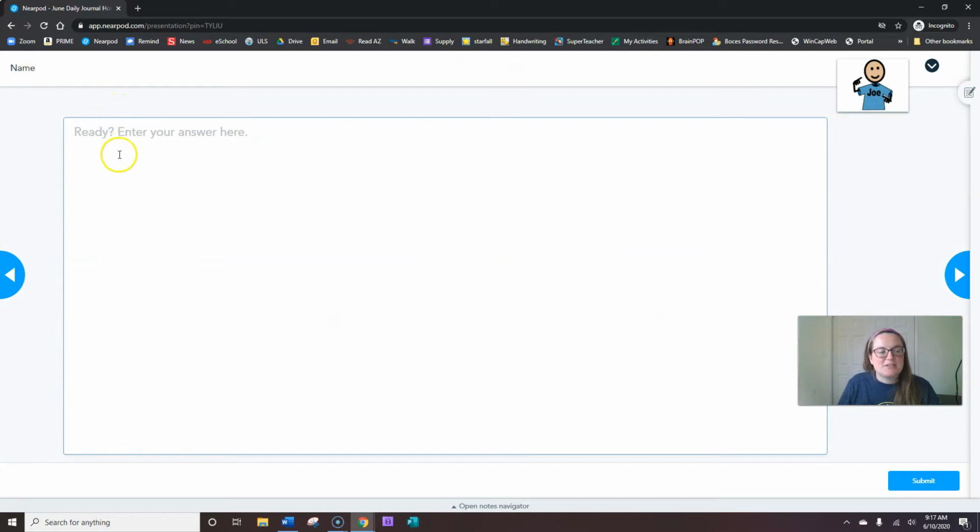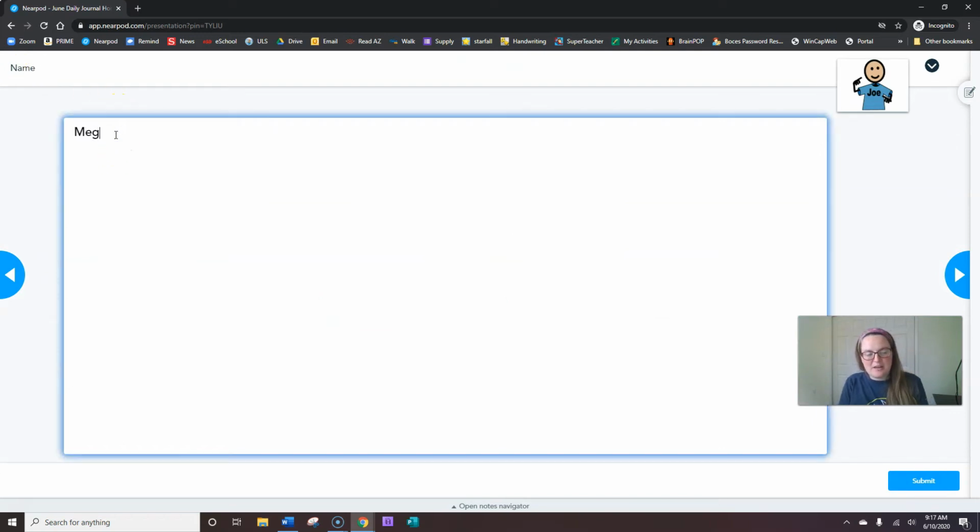So when we do our daily journal, we start by writing our full name if we can. A first name and a last name with a capital in the beginning of both and a space in the middle. So I wrote my name. I can't wait to see that you wrote yours.